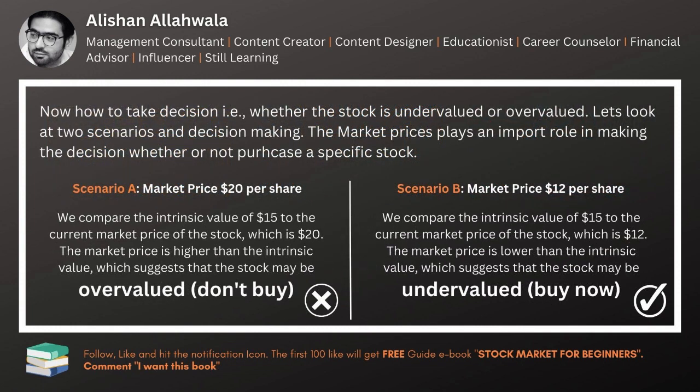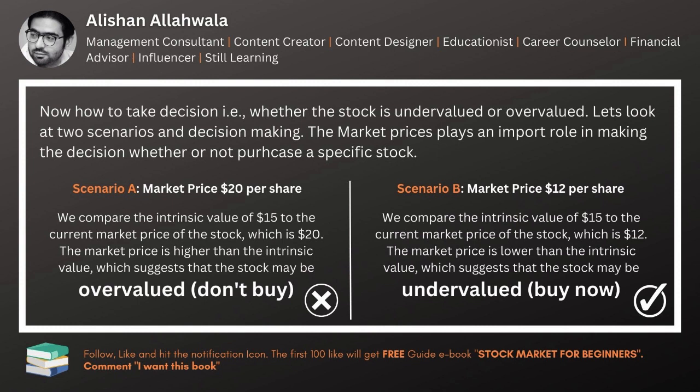Now, how to take a decision, i.e., whether the stock is undervalued or overvalued. Let's look at 2 scenarios in decision making. The market price plays an important role in making the decision whether or not to purchase a specific stock. Scenario A, market price $20 per share.